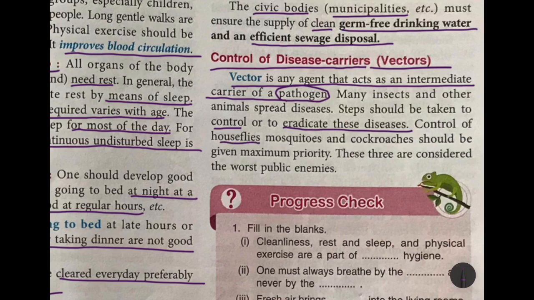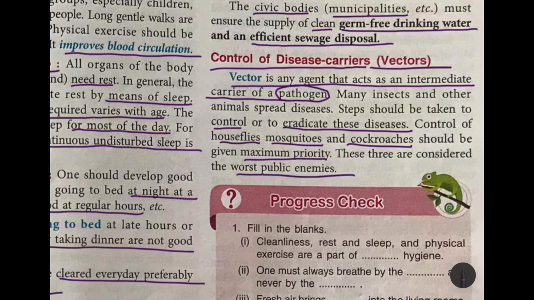Control of houseflies, mosquitoes, cockroaches, these are vectors which carry disease causing germs, should be given maximum priority. Okay, these are the worst public enemies.